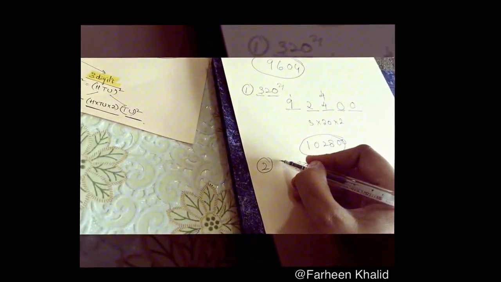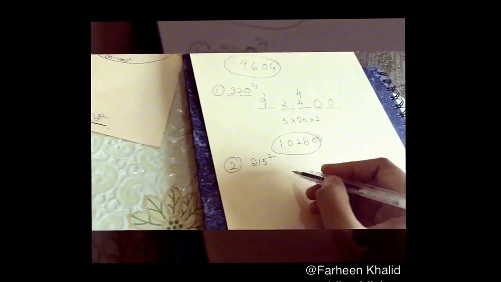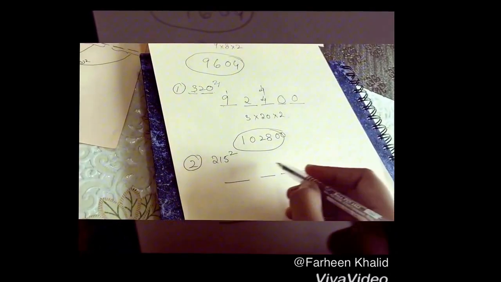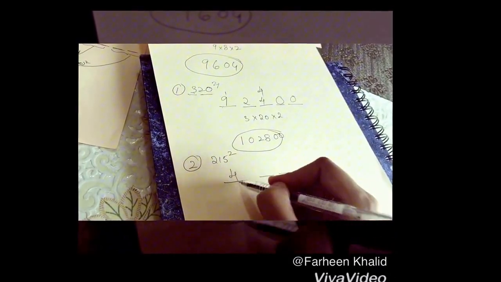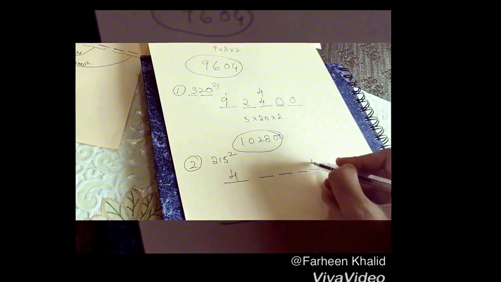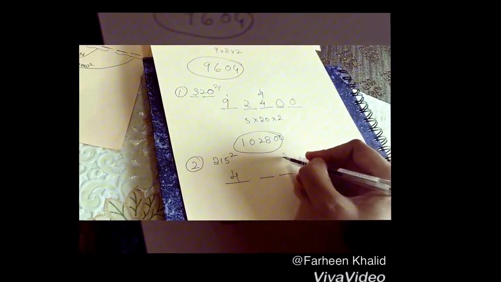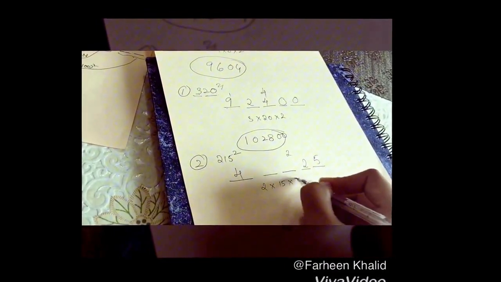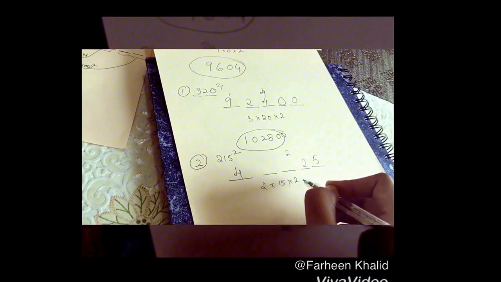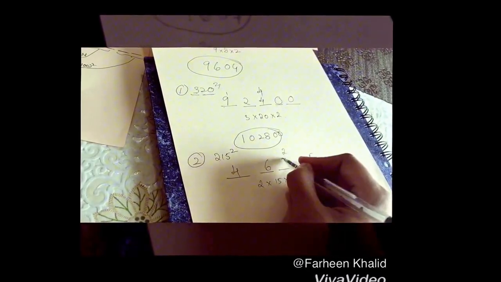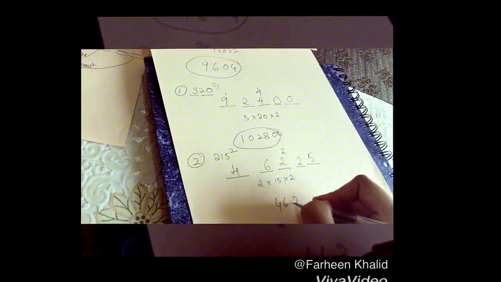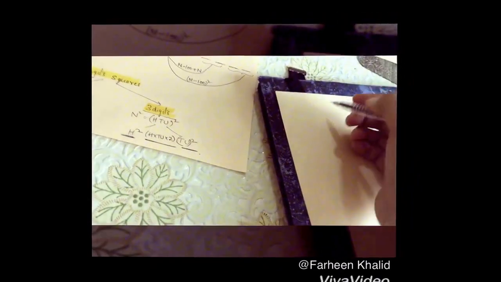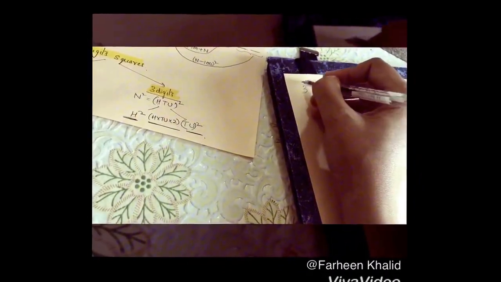Now let's do the second one. The second example can be 215 square. In 215 square, again you have 5 spaces here. The first part is 2 square, which is 4. The second part is 15 square, which is 225. So you put the 25 here and you carry the 2. And then the next part is to do 2 times 15 times 2. 2 times 15 is 30, 30 times 2 is 60, 60 plus 2 is 62. So your answer is 46225.